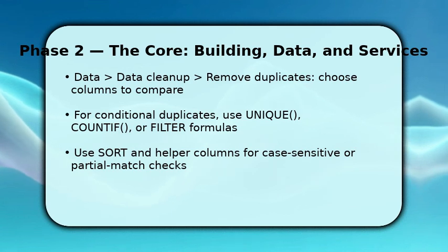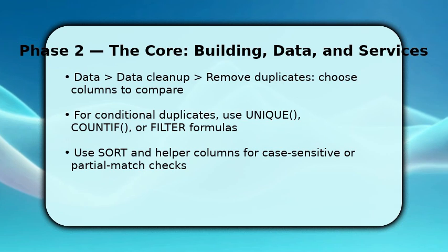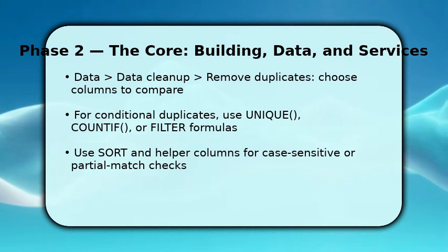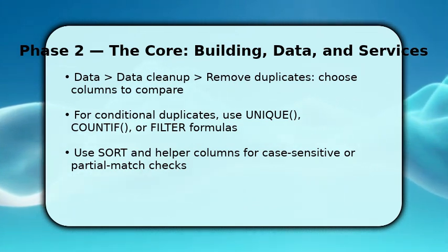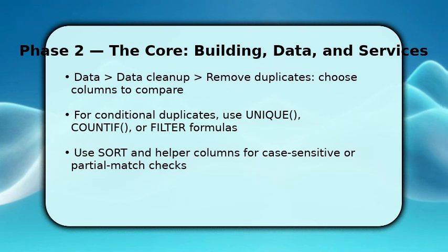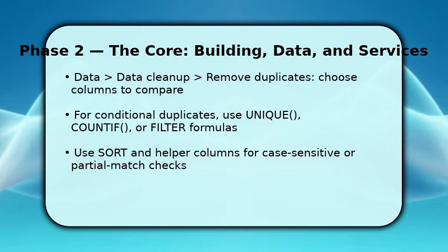Once done, use Unique to extract distinct rows without deleting, or apply COUNTIF to mark duplicates for manual review. For complex matches like case-sensitive or substring checks, add a helper column with lower, trim, or regexextract, then sort and filter. This lets you visually confirm which rows will be removed before committing to deletion.